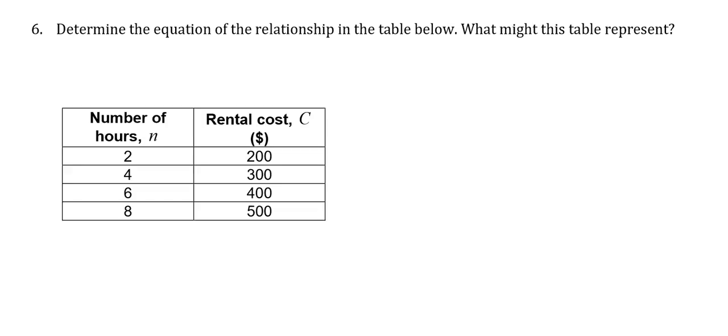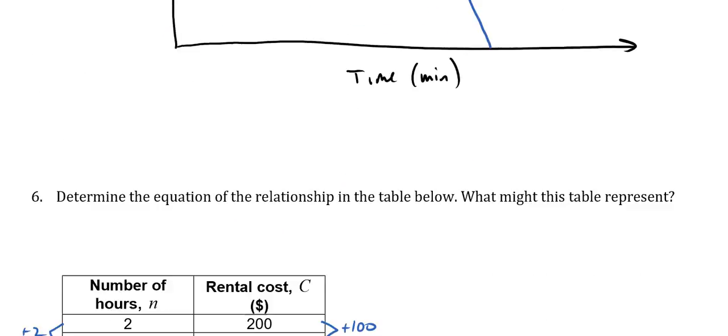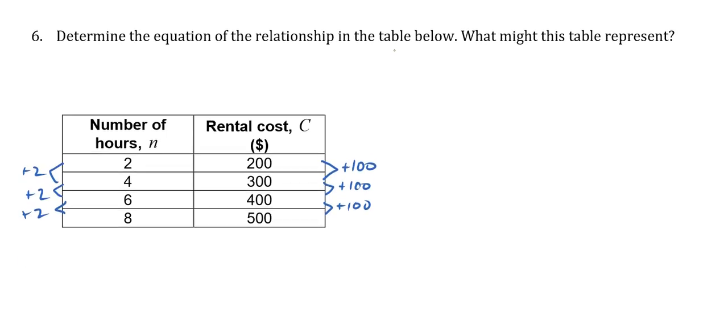Yeah, very good. So I got to look at the change that's happening in the table, and I'm going to look at this here. This is up 100. I'm going to do this first. Up 100, up 100. But I'm also going to look at the other side and notice this is up 2, up 2, up 2. First of all, it says determine the equation for the relationship, and then what might this table represent? So we'll do that at the end. So we're going to determine the equation first.